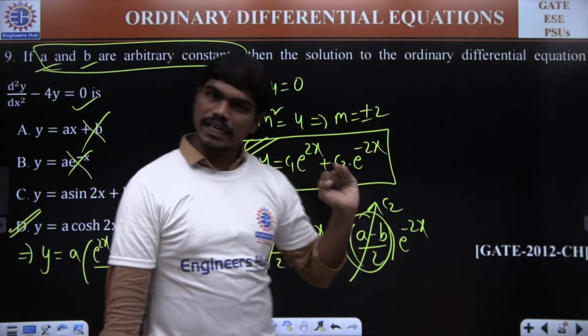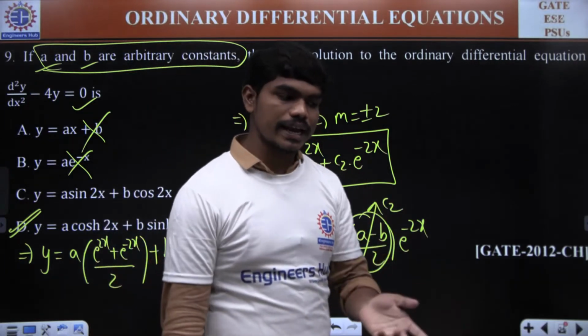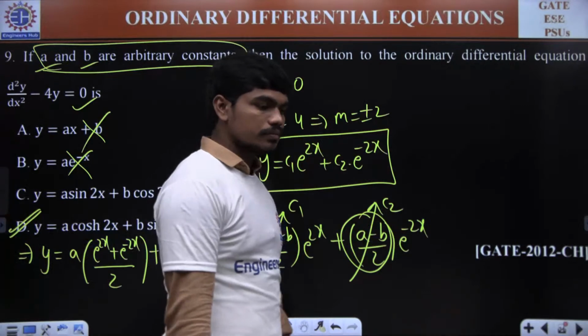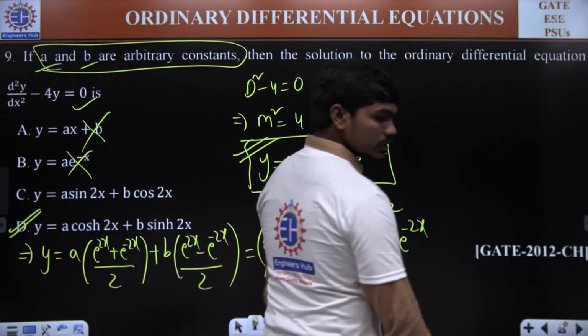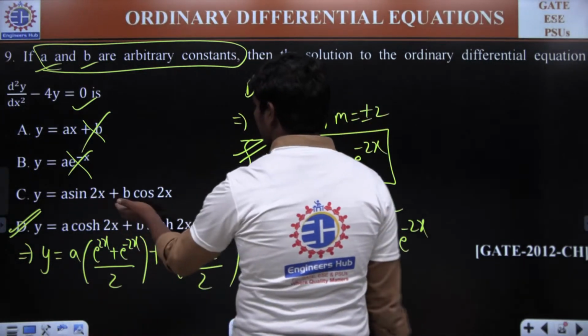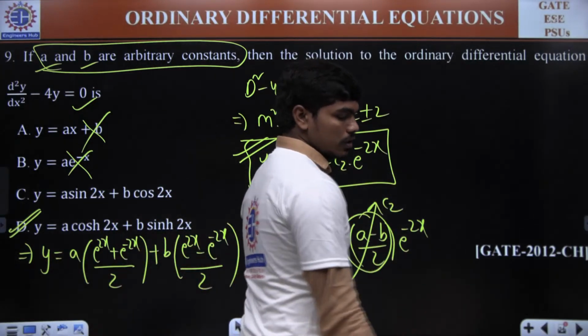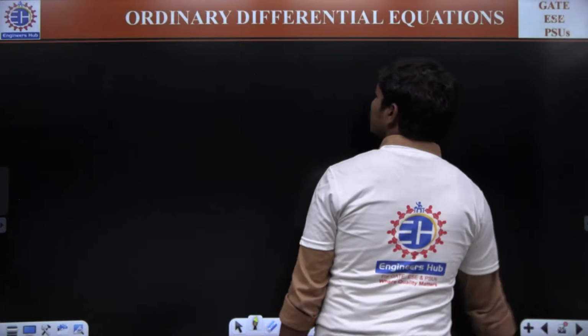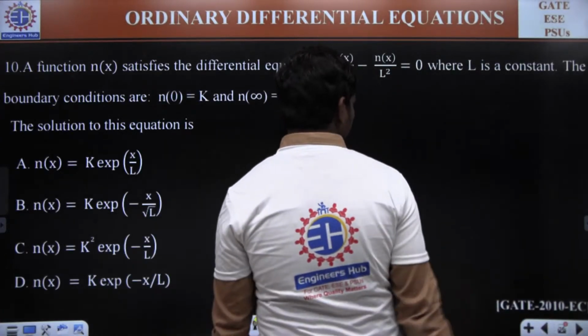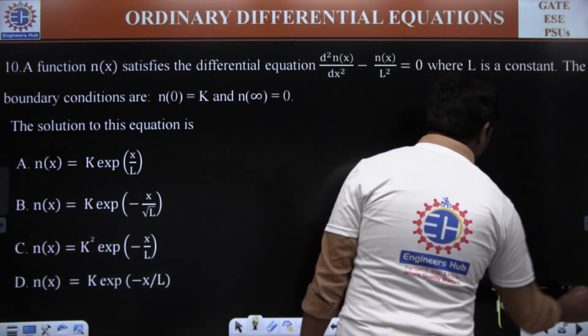Because if a and b are arbitrary constants, then any combination of a and b is also an arbitrary constant. Correct? So D is the answer. And of course, sin x and cos x don't involve any exponential terms in them or in their expansion, so there is nothing to talk about there. Finally, this is the one question, so please try to solve this. Again, some GATE 2010 ECE.